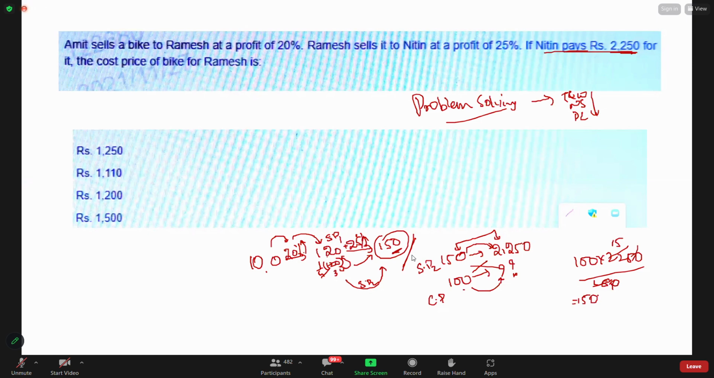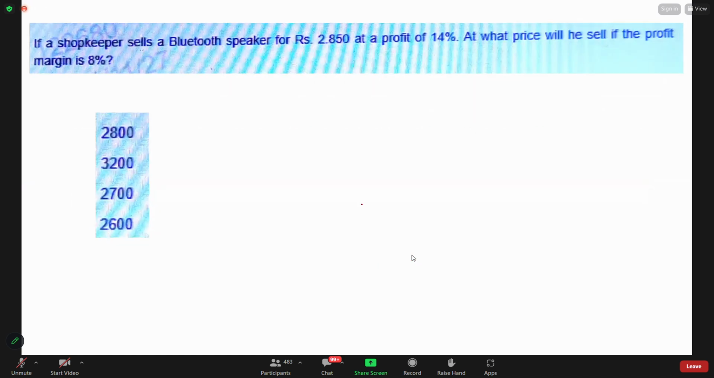Because you considered the initial cost price as 100, you want to find out the initial cost price, 100. The final selling price was given, but you found the final selling price to be a different value. Okay, I hope this is understood. I'm moving on to the next question quickly.